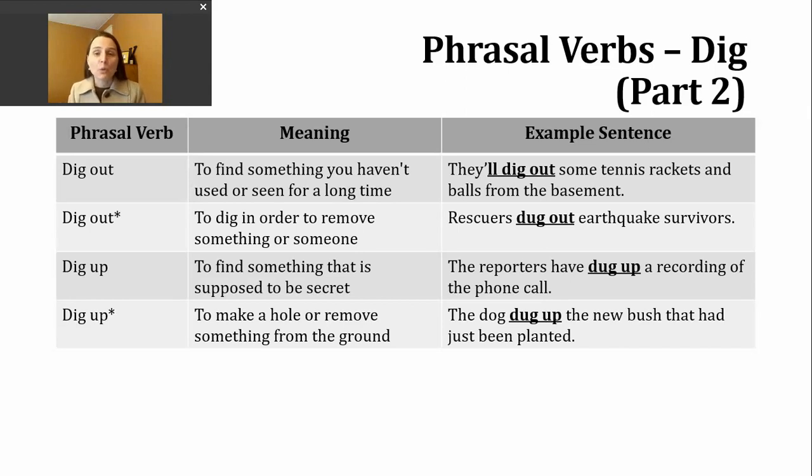Now, we'll do another quick verb tense review here. My first example sentence on this screen was a future sentence, simple future. So I used the contraction form for they will. This could have been someone making an offer or a promise, which is one reason to use that structure. Dug out here is simple past tense. Have dug up is present perfect. And the dog dug up is another example of simple past tense.